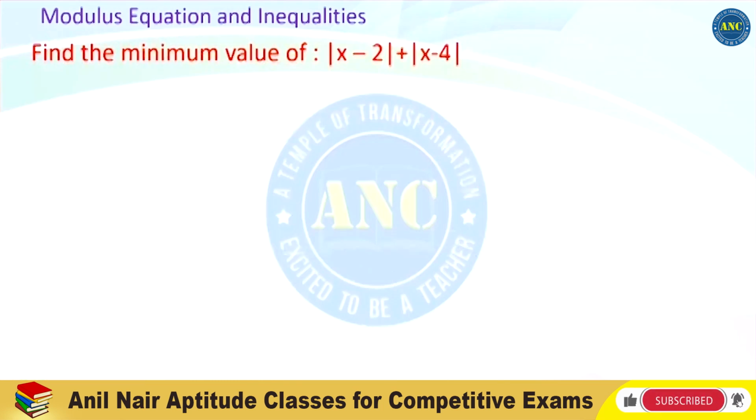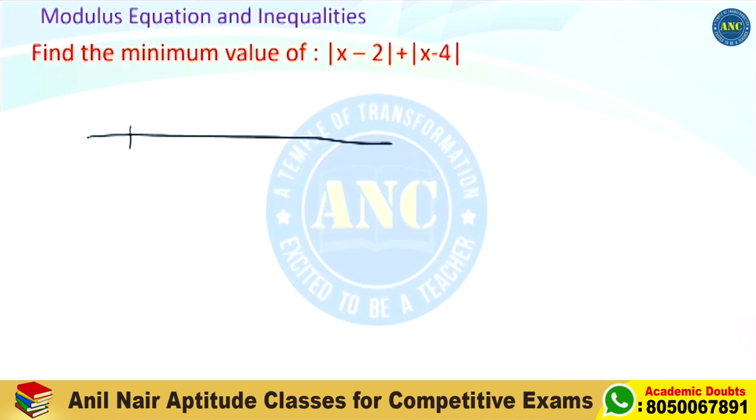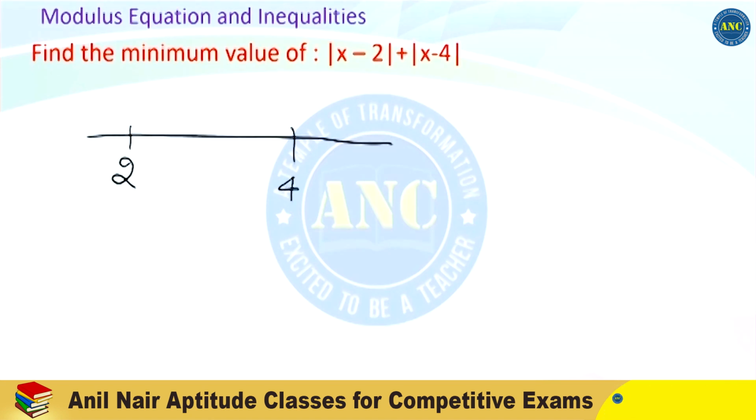Fifth one. Find the minimum value for mod of x minus 2 plus mod of x minus 4. In session number 2, we discussed it. Step number 1, find the critical points. It is nothing but 2, and 4. Let a person A sit at point 2 and another person B sit at point 4. Two people are there at different places. Now I want the minimum value.